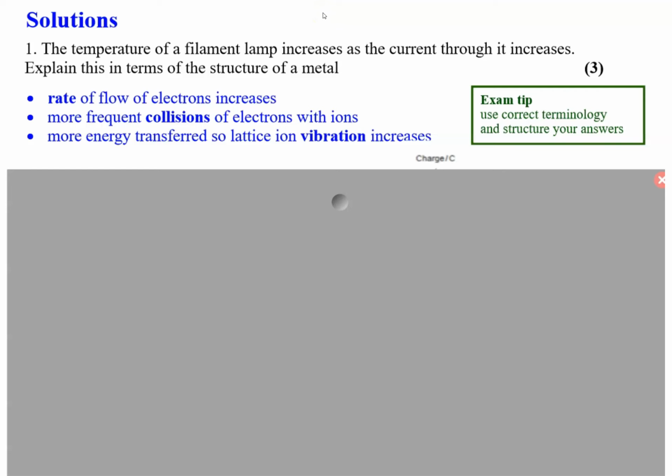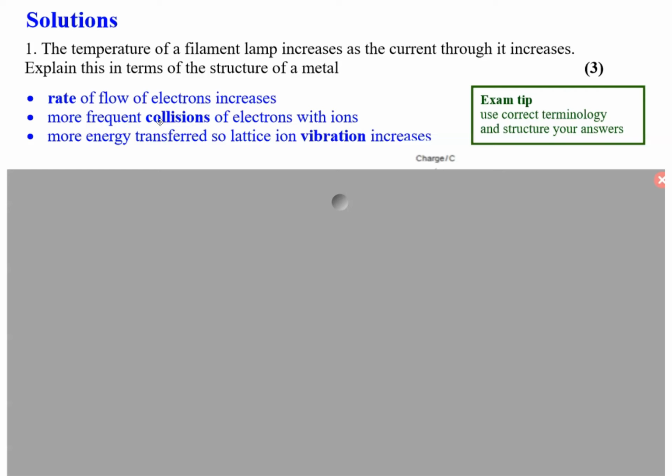Now, we've only mentioned collisions very briefly. We will look at this in more detail when we look at resistance later on in this series of videos. We know that resistance is related to collisions. So if we have more electrons flowing per second, then we're going to get more collisions. And we've got to be careful with language here. If we just say more collisions, we might not get the mark. So more frequent collisions would be a better answer. And we need to say what is colliding with what. So the electrons are colliding with the ions in the metal.